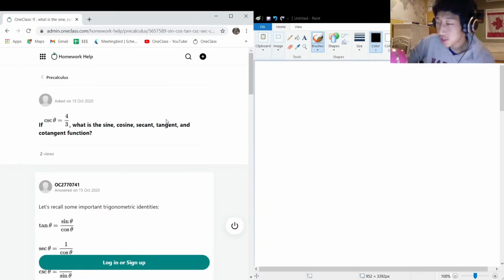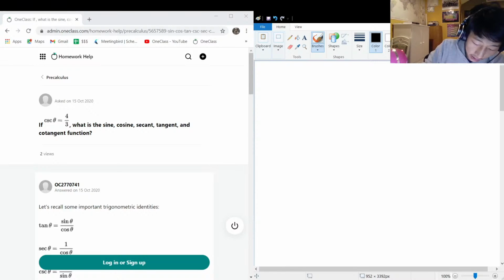So the next question that we got on the menu today is asking us, if the cosecant of theta is 4 divided by 3, what is the sine, the cosine, the secant, the tangent, and the cotangent of this function? Let's first talk about the relationships between cosecant, sine, cosine, secant, tan, and cotangent.